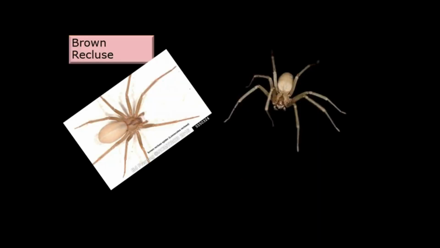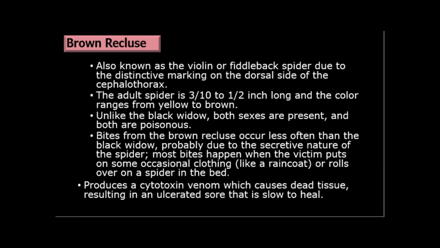On the current slide, you're seeing a couple images of a brown recluse spider and its distinct body shape and markings. The brown recluse, also known as the violin or fiddleback spider, due to the distinctive marking on the dorsal side of the cephalothorax. The adult spider is 3/10 to a ½ inch long, and the color ranges from yellow to brown. Unlike the black widow, both sexes are present and both are poisonous.